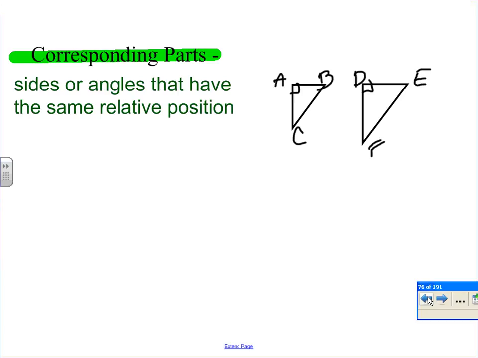For example, A and D are corresponding because they're in the same position. B and E are corresponding. They're in the same position. C and F are corresponding. They're in the same position. Just like AC and DF are corresponding. They're in the same position. So I could keep going.